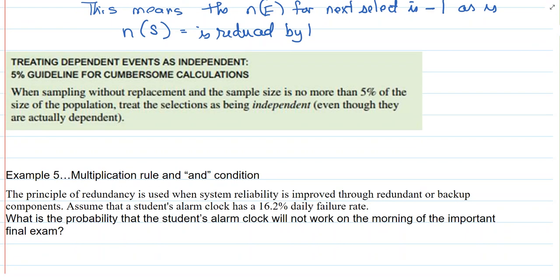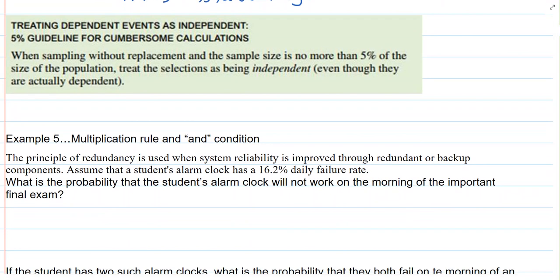So now we're moving forward. This is that treatment of large numbers, and that is treating dependent events as independent, a 5% guideline for cumbersome calculations. So when sampling without replacement, if the sample size is no more than 5% of the size of the population, treat the selection as being independent, even though they are actually dependent. And we proved that with the example above. So we've done that, and let's see what else we have.